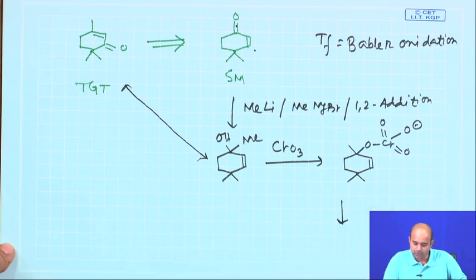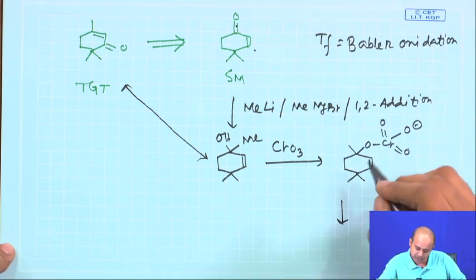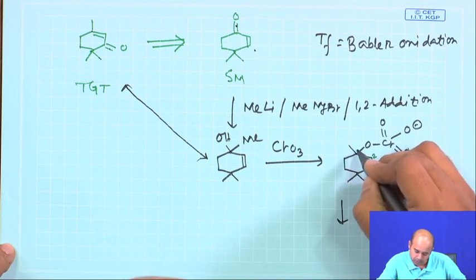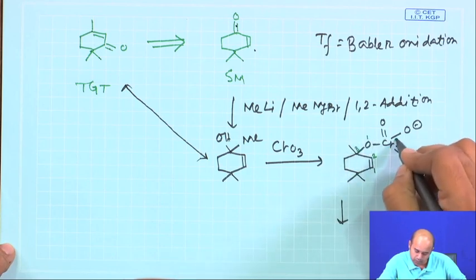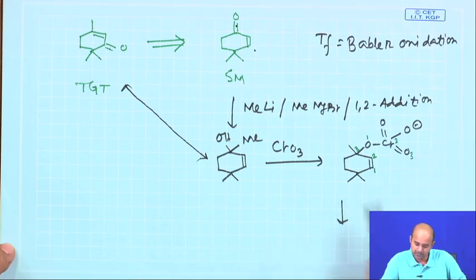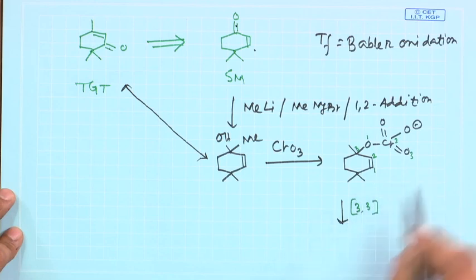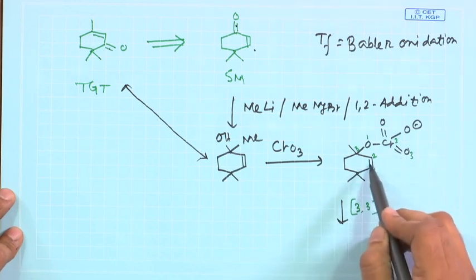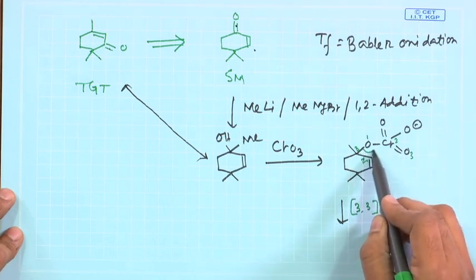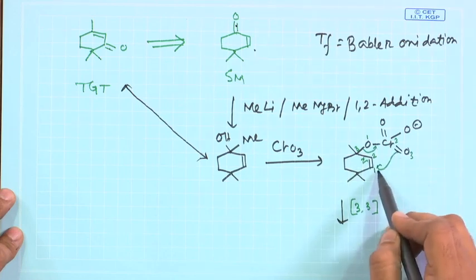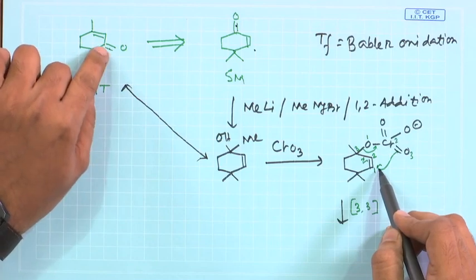Now, if you analyze the structure closely, you will find that this allylic double bond plays an important role. It is a 1,2,3 system. You just do a room temperature reaction, so it is a thermal reaction. A 3,3 sigmatropic rearrangement takes place, which is why it is called an oxidative rearrangement. And then you find the oxygen is transferred from the chromium to this allylic position, which is the final target molecule.